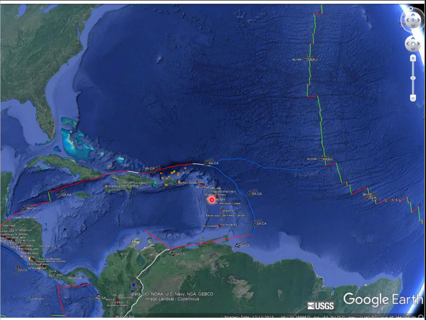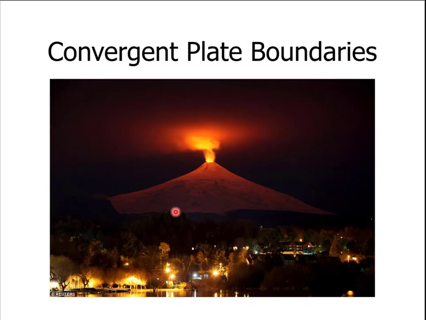What's happening over here, though? Because this looks different, right? Look, we're picking up volcanoes over here, right? Not as many earthquakes. Every now and then you get one, but mostly volcanoes over here. Well, what's going on there? Well, this is a transform plate boundary. This is a convergent plate boundary, where two plates are coming together.